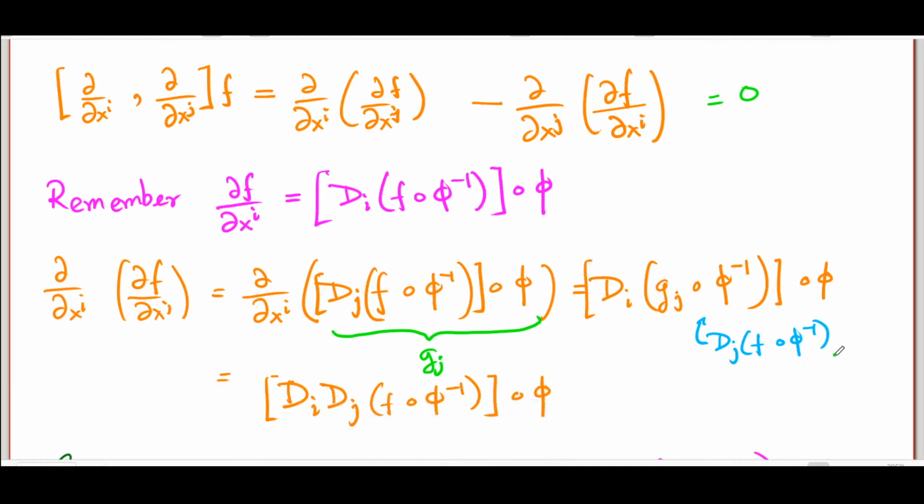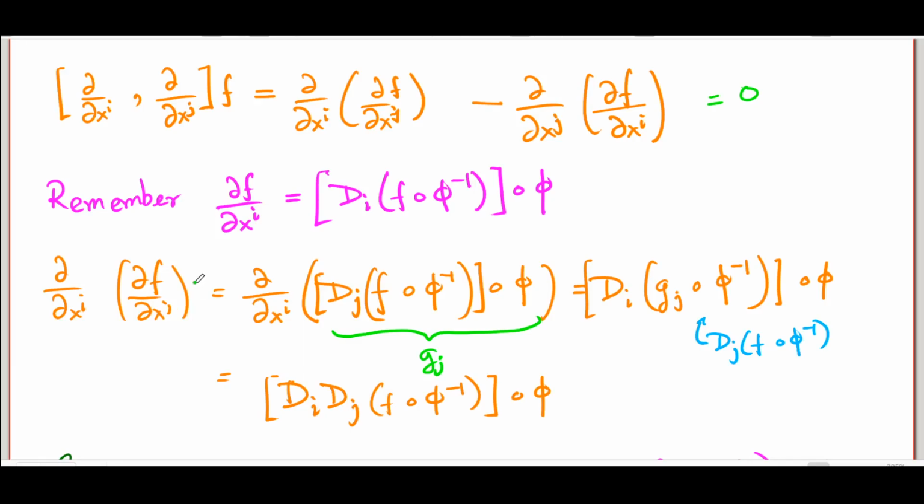Now, what is gj? Gj, remember, is nothing but dj f composite phi inverse composed with phi. So when you compose that with phi inverse, what is sitting here is nothing but the jth partial derivative of the proxy function f composite phi inverse. And that is being differentiated partially with respect to the ith component. Now, what is in the bracket here is nothing but di dj of the proxy function composed, of course, with phi. So this is a function on the manifold. So given a point on the manifold, phi will be applied first. You will get a bunch of numbers.